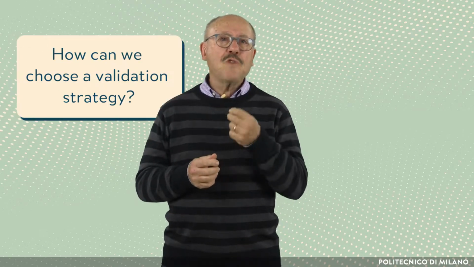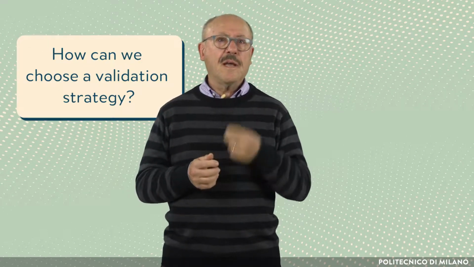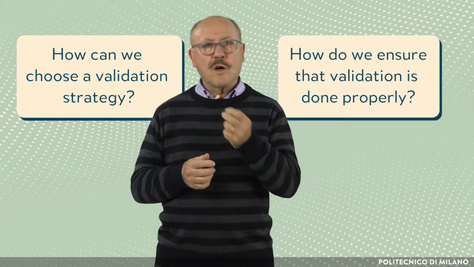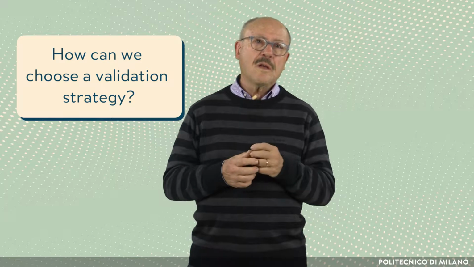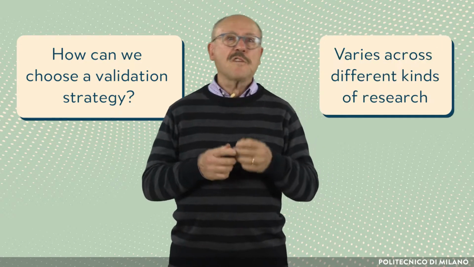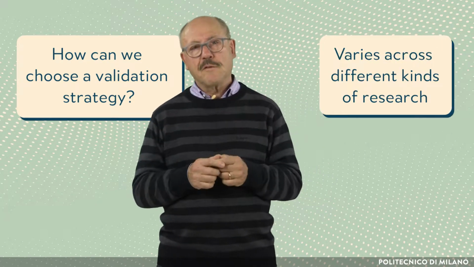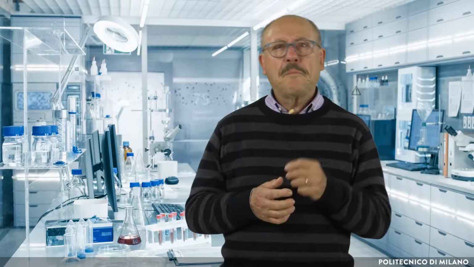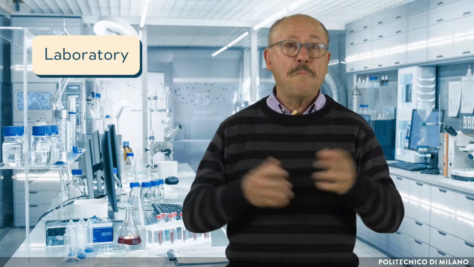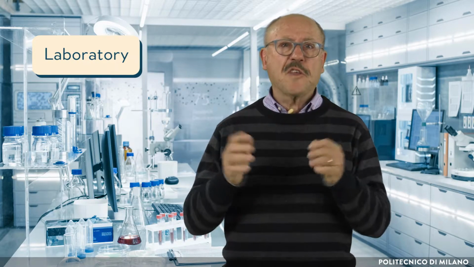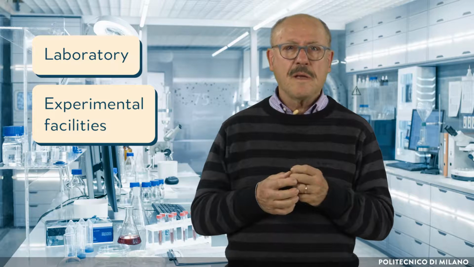First, how can we choose a validation strategy? And second, how do we ensure that validation is done properly? As for the first question, the validation strategy varies a lot across different kinds of research. For example, in physics or biology research, it may require setting an experiment in a laboratory. Physics research, in some cases, requires building ad hoc, very expensive experimental facilities.